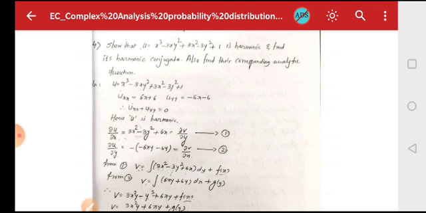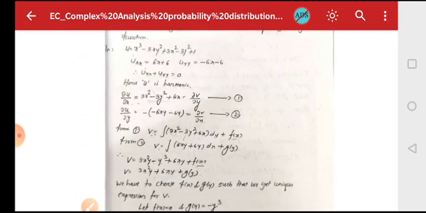Next one, show that u is equal to x cube minus 3xy square plus 3x square minus 3y square plus 1 is harmonic, and find its harmonic conjugate. Also find the corresponding analytic function. Now given u is equal to x cube minus 3xy square plus 3x square minus 3y square plus 1. Differentiate u partially with respect to x twice. So u_xx will become 6x plus 6 and u_yy will be equal to minus 6x minus 6. If you add this, u_xx plus u_yy, it will become 0.